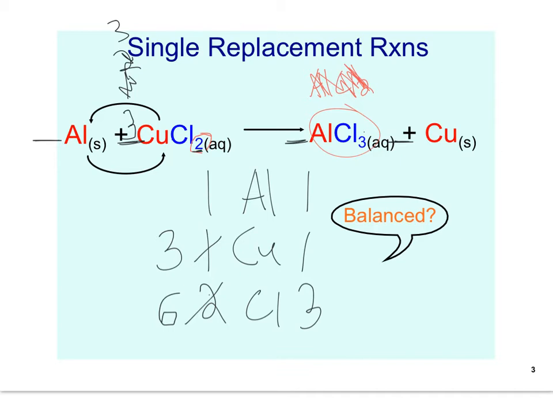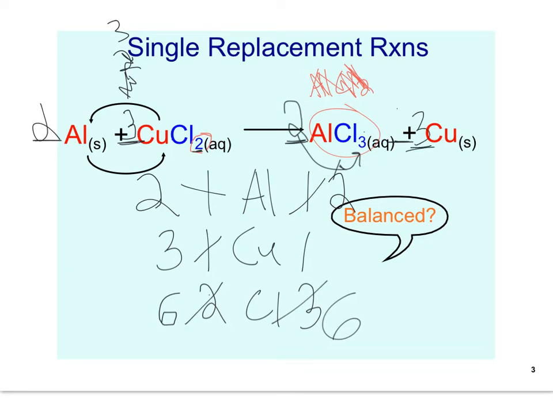So we'll continue on. We got 6 chlorine like we wanted on the left. To do that on the right, I'm going to put a 2 right here. That's going to give me 2 times 3, so that gives me my 6 chlorine. But again, that also affected our aluminum. So I need to update my aluminum down here to 2. And now it's pretty easy for us to balance. To get 2 aluminum on the left, I throw a 2 right here. To get my 3 copper on the right, I put a 3 in here.